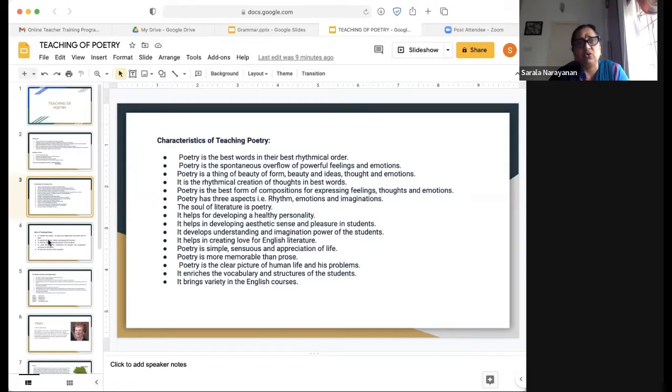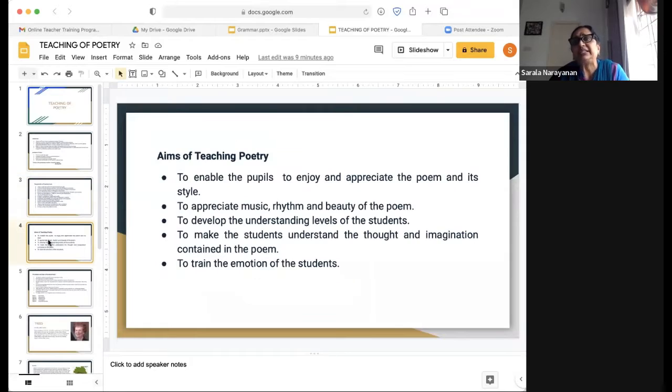So we'll next go into what are the aims of teaching poetry. Why should we teach poetry? What is the purpose of teaching poetry in a literature part? We've already talked about it. We are just putting it as bullet points.